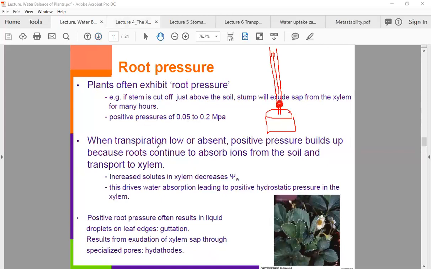So when transpiration rates are low or absent, then positive pressure builds up because roots, of course, continue to actively transport solutes in from the soil solution, and of course this is followed by water movement.